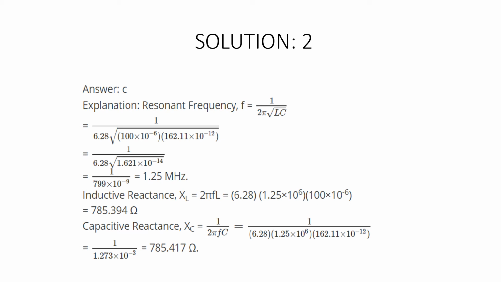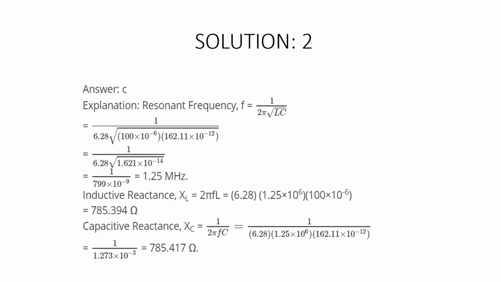Explanation: resonant frequency, as we know, Fr equals 1 upon 2 pi under root LC. We put the values: 1 upon 6.28 into under root 100 into 10 raised to power minus 6 into 162.11 into 10 raised to power minus 12. Thus we get 1.25 megahertz as the value of resonant frequency.